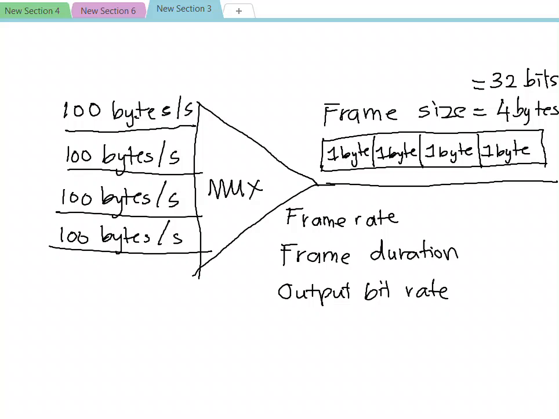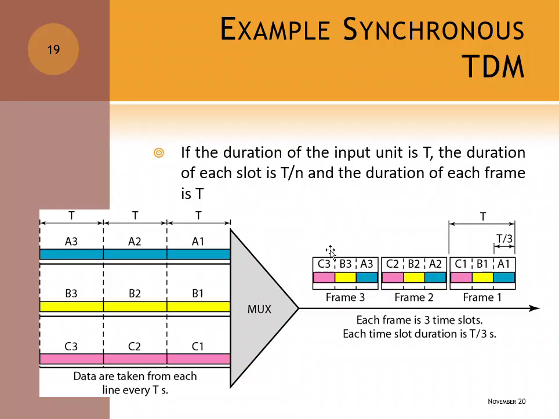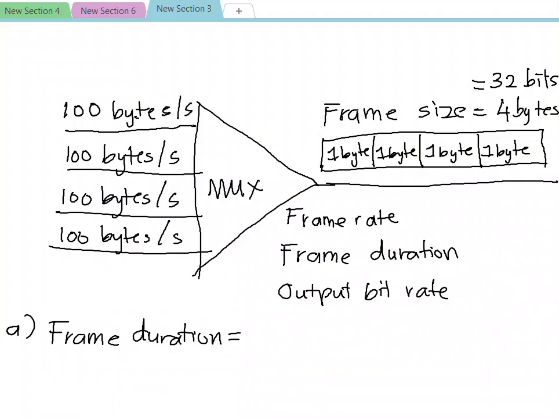Yang paling mudah untuk kita cari ialah frame duration. First kita akan cari frame duration. Formula untuk frame duration ialah 1 over frame rate. Tapi since kita tidak ada lagi frame rate, kita boleh recall balik apa yang kita ada. Satu lagi formula, kalau you nampak ni T adalah frame duration di sini dan ini juga adalah T, input duration. So maknanya frame duration equal to input duration.